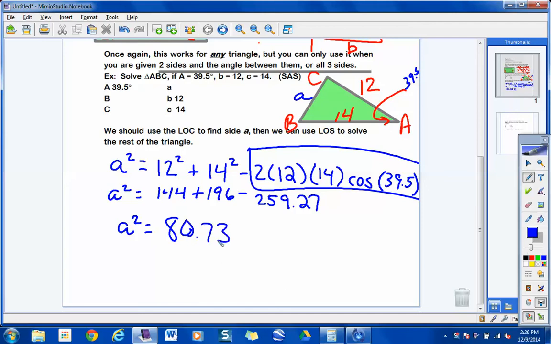80.73. So what are you going to do with 80.73 to find your A value? Root it out. Okay, root that. All right. What's your A value? 9, roughly. Let's go two places. 8 point what? It's 8.985. So 8.99. Sure. Gnarly.